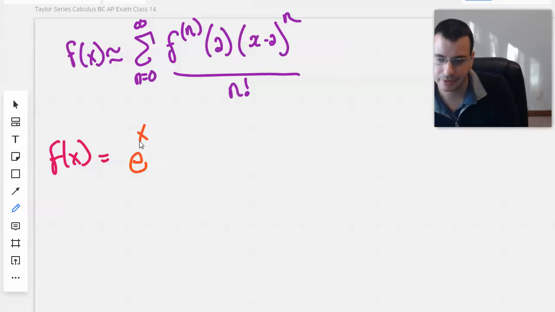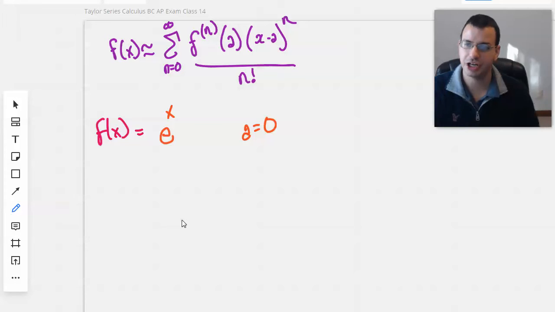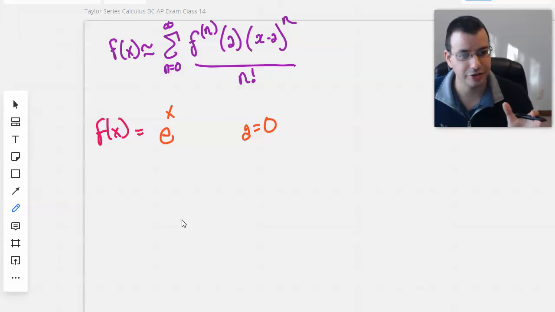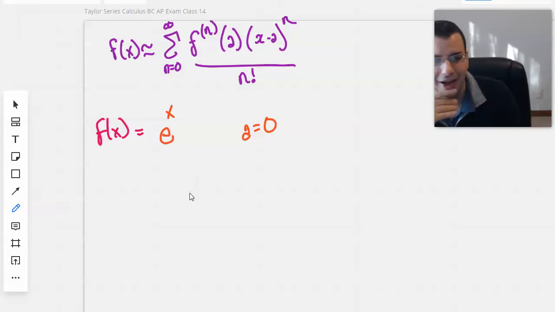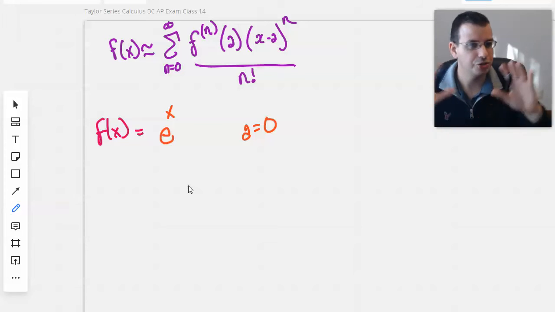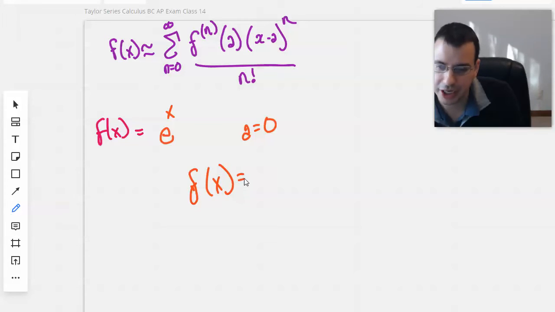E to the x. Okay. And we'll say that a equals 0. Maclaurin series from Colin Maclaurin, the Scottish mathematician from the 17th century. As we learned, I kind of sort of suspected, but we learned. I love Wikipedia. It's like the best choose your own adventure book ever. All right, focus, focus. F of x equals e to the x.